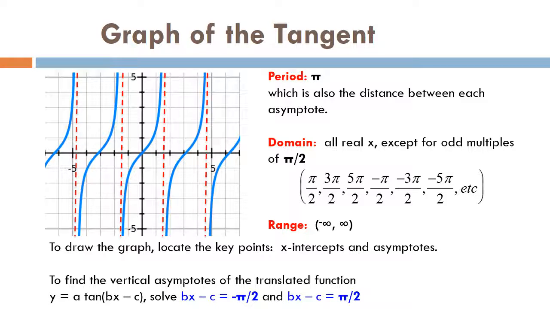To find the vertical asymptotes, you can take, for the equation y equals a tangent of bx minus c, solve bx minus c equals negative pi over 2, and bx minus c equals pi over 2, and that gives you the asymptotes for a translated function.